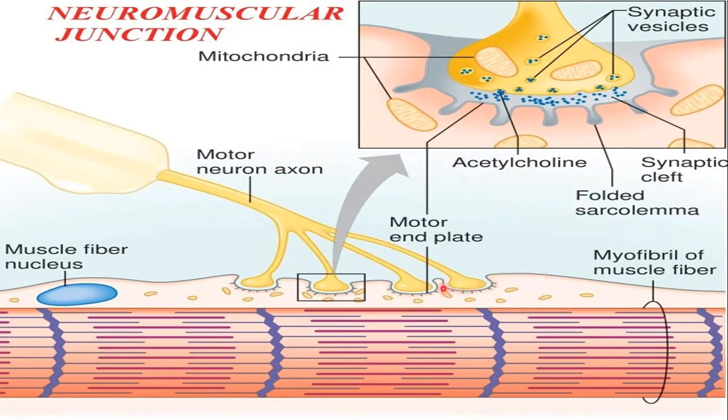This is our motor end plate, and here we have acetylcholine receptors present. Then there is the opening of the acetylcholine channels, because there is a receptor for acetylcholine and acetylcholine needs to bind over here. Then a similar story goes on: if there is influx of sodium, then the end plate potential is generated, and it causes the movement of our skeletal muscles. So that's the complete story.